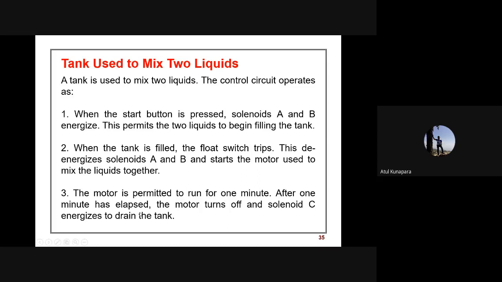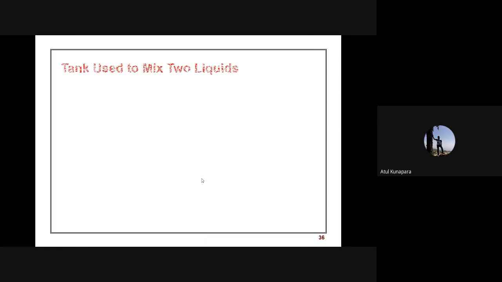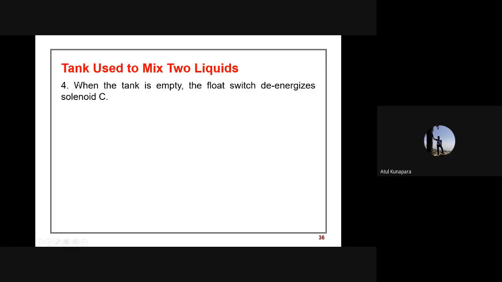After 1 minute, your motor will stop, and the drain valve C will be turned on, and that's why your liquid can be drained out. After valve C is on, it will drain out all the liquids. Once the tank gets empty, your float switch, that is the level sensor, will be de-energized again, and then the process will start again. Your liquid will come from A and B, and the whole cycle will be repeated.